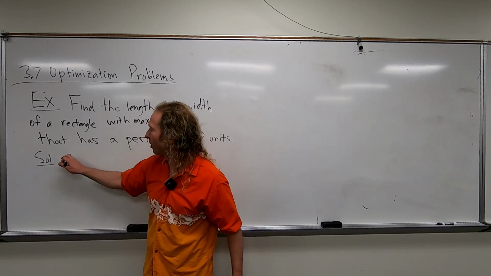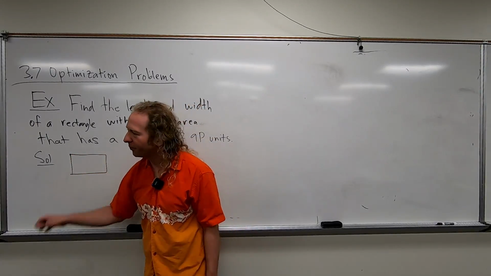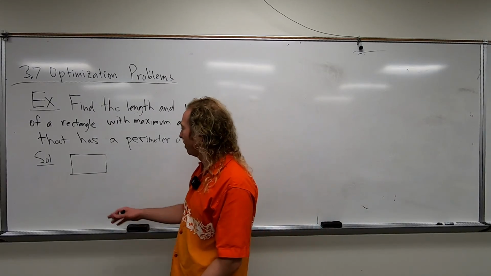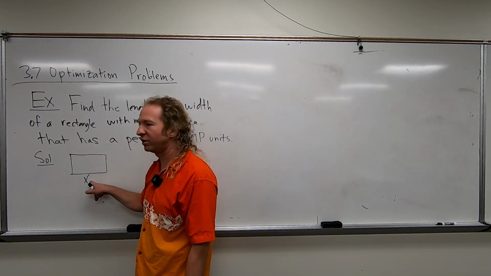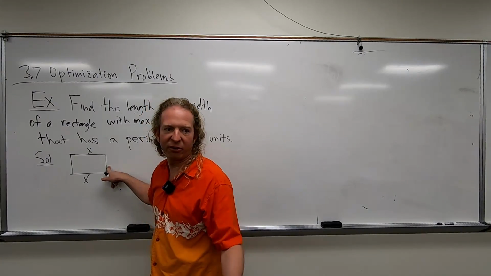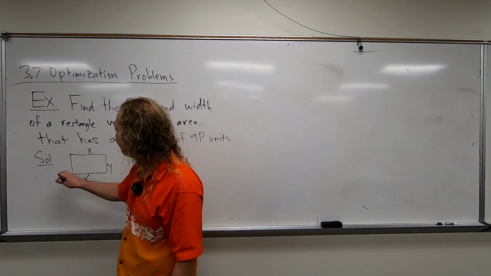So here is a rectangle. And I guess we should give things names. So maybe we can call this x. And so if this is x, this is also x. And maybe we can call this y. So this is y, and this is y.